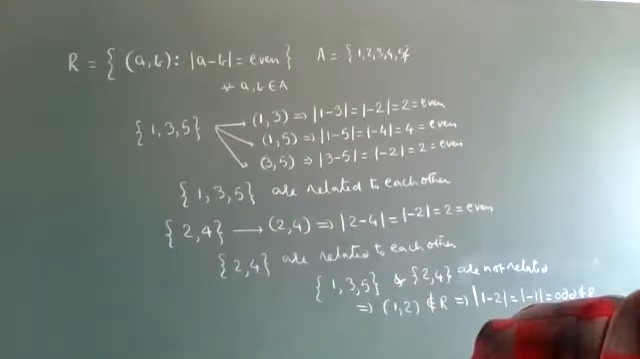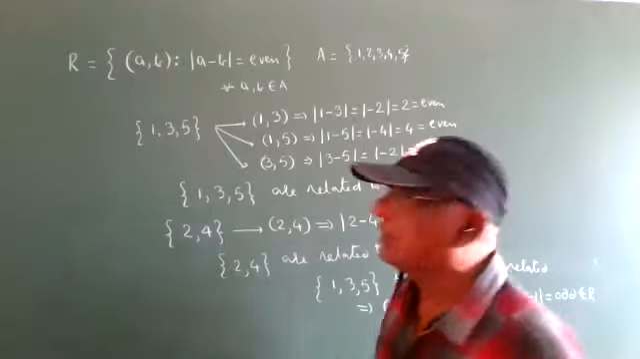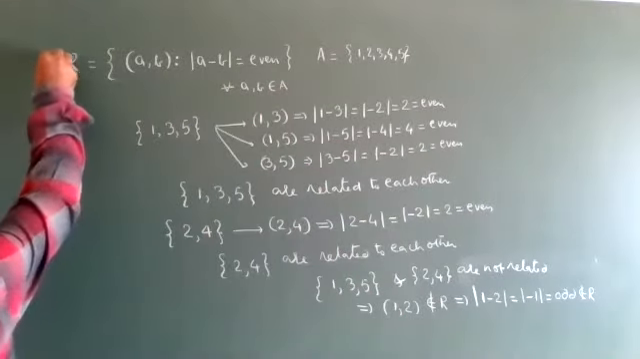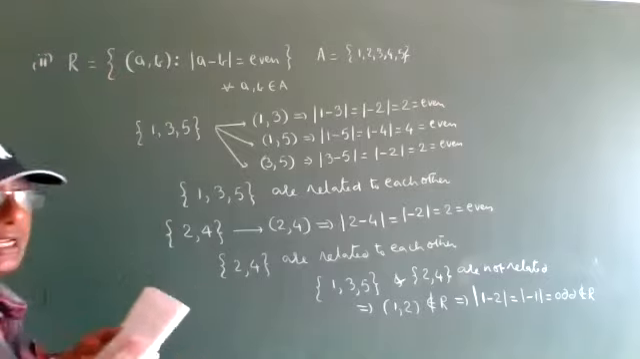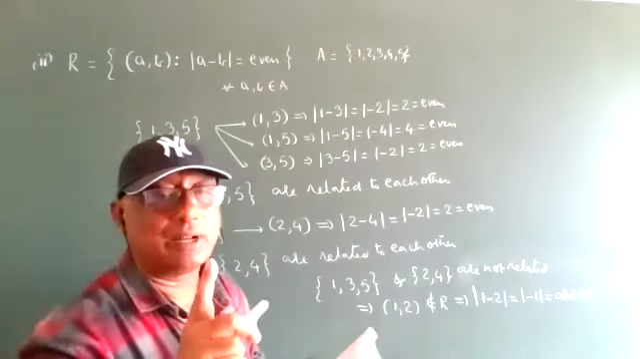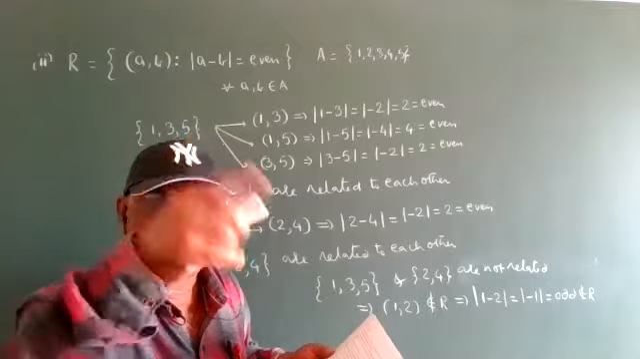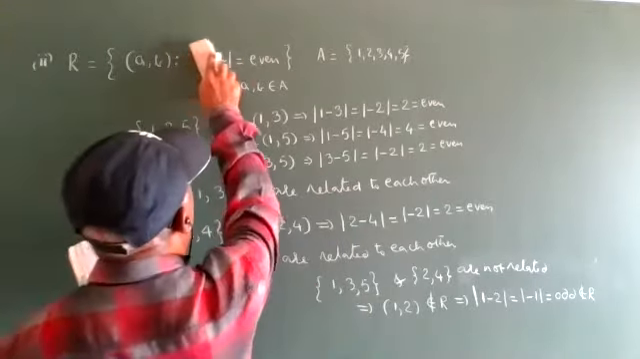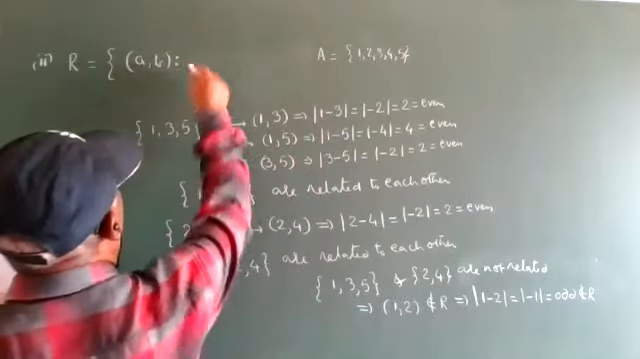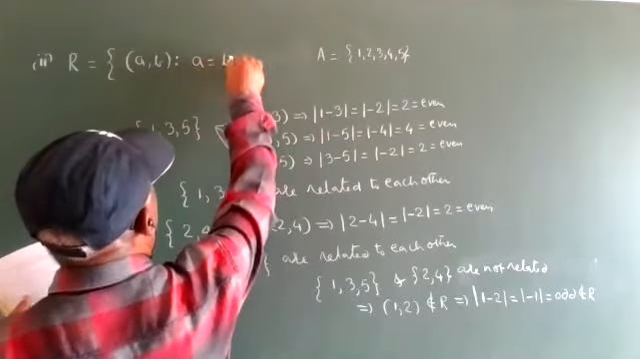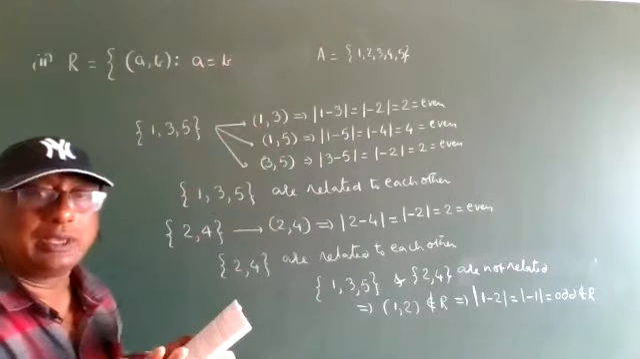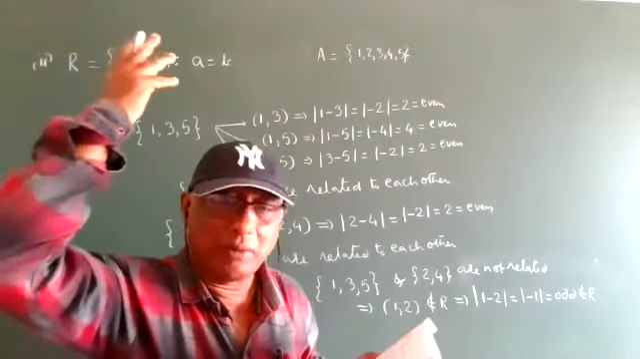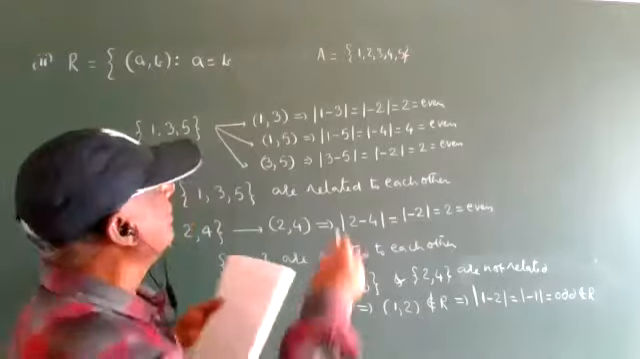Ninth problem, second bit. R is the relation, in set builder form. The relation R is defined on the set A, where the ordered pairs are A B, B C, C A, and C D, D E, E F. These are the number of ordered pairs we have.